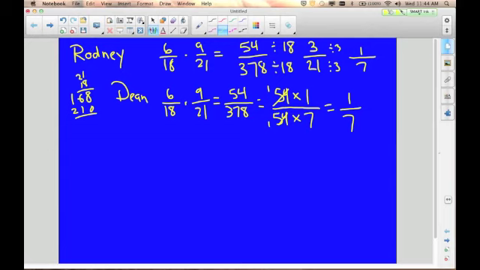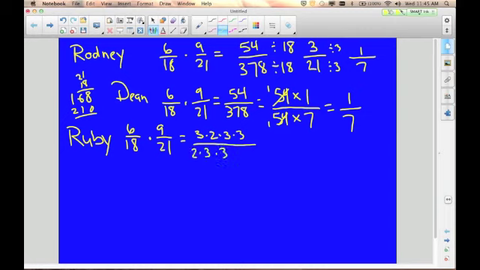And sometimes, like in that example, it can be hard to see. Remember, in your binder, you have a similar page with the same people with different examples. Ruby does it differently. I like the way Ruby does it. Instead of multiplying right away, she thinks of a factor tree. For 6, the prime factorization would be 3 times 2. For 9, it would be 3 times 3. For the denominator, a factor tree for 18 would be 2 times 3 times 3. And for 21, that would be 3 times 7.